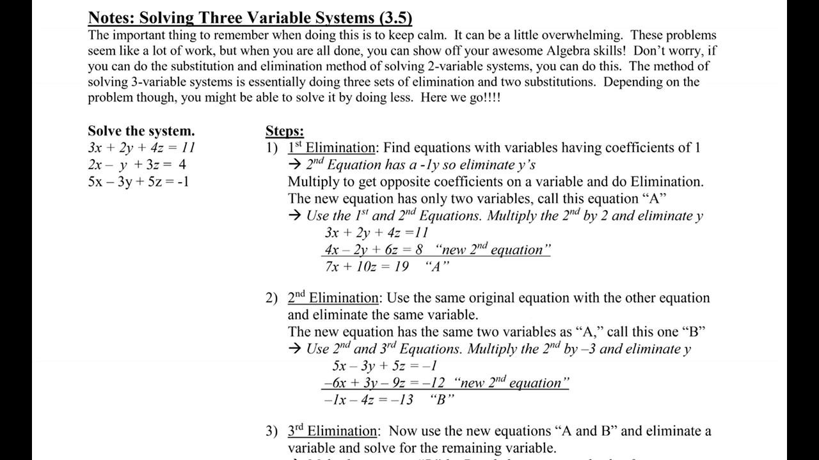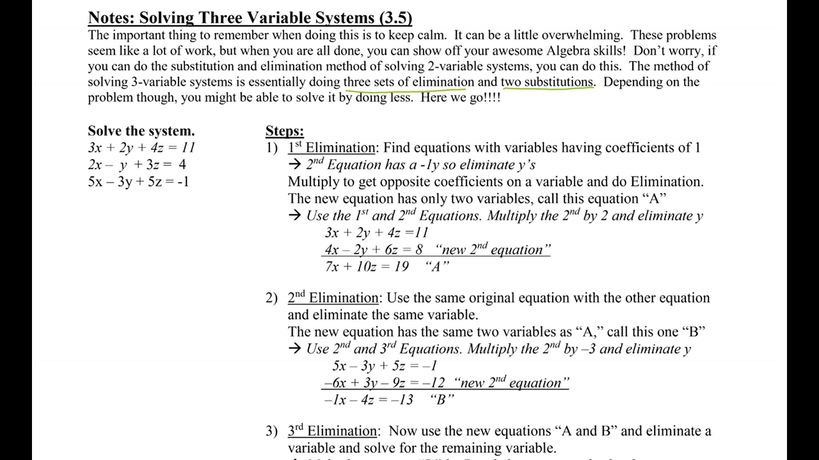The method of solving three variable systems is essentially doing 3 sets of elimination and 2 substitutions. Depending on the problem though, you might be able to solve it doing less. So here we go. Your first step is going to be your first elimination. You are going to find equations with variables having leading coefficients of 1, and we're going to eliminate them.